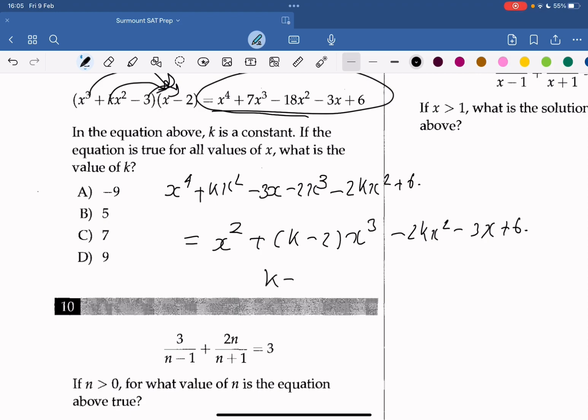k minus 2 must be equal to 7, and negative 2k is equal to negative 18. Thus, k is equal to 9. So the answer is 9.